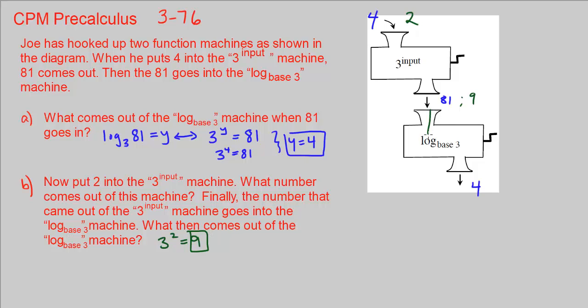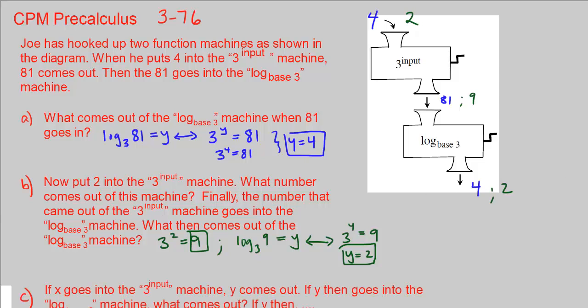Finally, the number that comes out of the machine goes into the other machine. So we put 9 into the log base 3 machine. What comes out of the log base 3? Well, log base 3 of 9. Let's call that variable y. That's the same thing as 3 to the power of y is equal to 9. And 3 squared is equal to 9, so y has to be equal to 2. So what comes out of the second machine is 2. This part B has two answers. The first part is 9, the second part is 2. Let's go on.